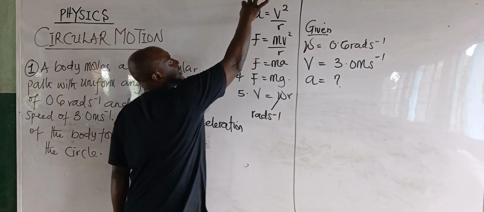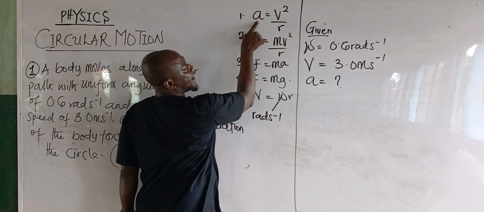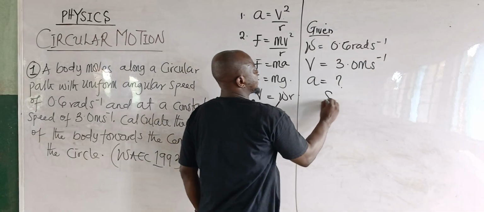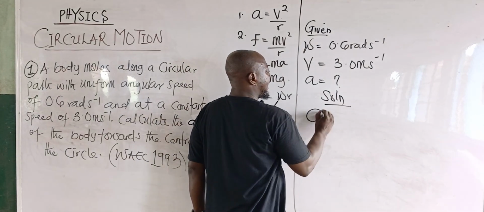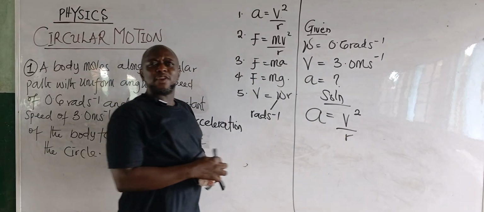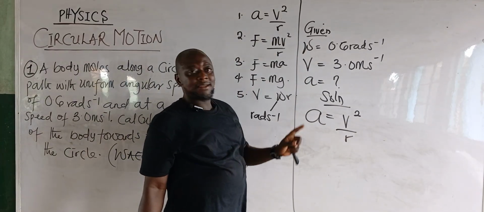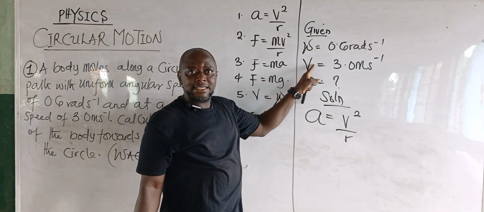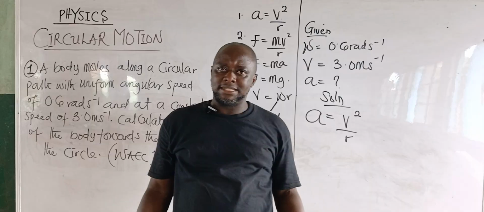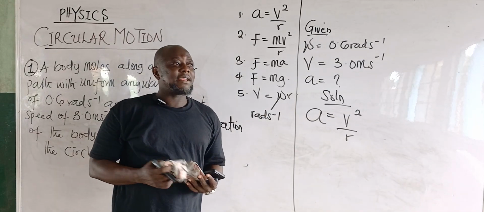So what do we do? Check this out. For the acceleration formula, we have that A equals V squared over R. So let's start with that. We know that A is equal to V squared over R. But in this question, we are not given R, but we have velocity and angular velocity or angular speed. So how do we do this one? It is very, very simple.